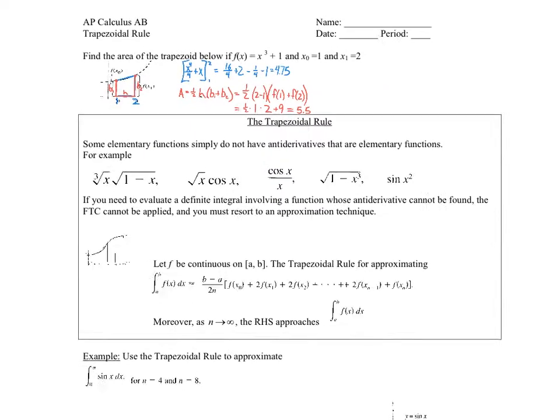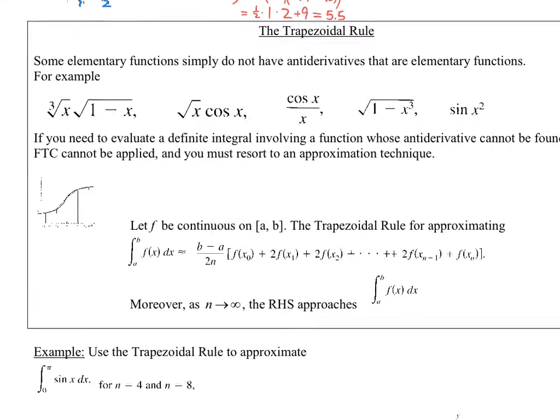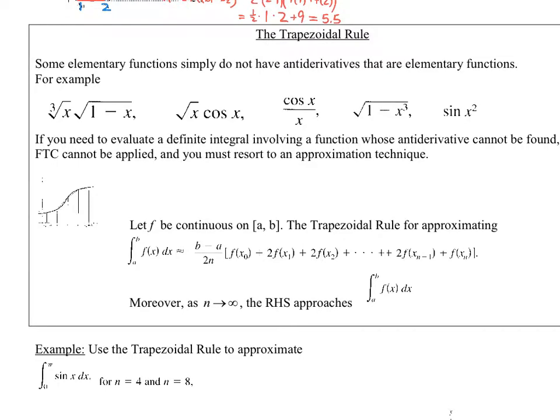But we can do the definite integral. And let me just show you. Here's the rule. If f is continuous on a closed interval from a to b, the trapezoidal rule for approximating the integral from a to b is that whole thing. I want to pick that apart so that we understand where all these pieces come from, and it actually is not too hard to do if you understand it, okay?